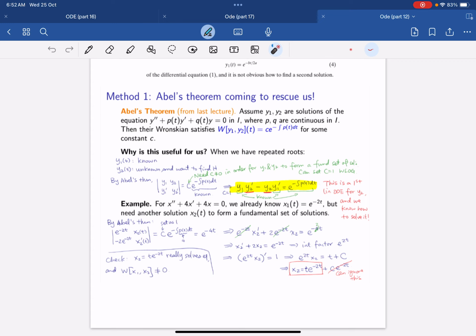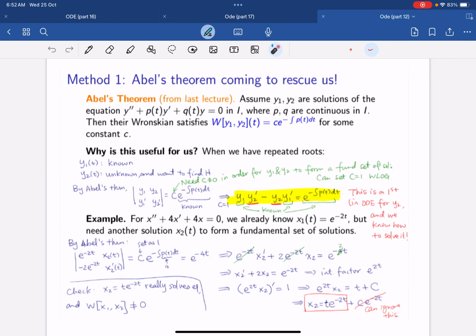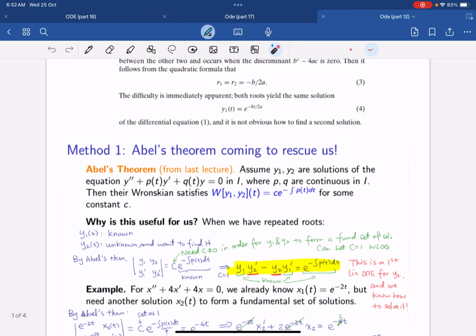Well, we can use Abel's theorem to help us. So what does Abel's theorem tell us? Abel's theorem tells us that the second solution and the first solution must satisfy the Wronskian, and the formula must be this. Okay, so we now know that y1 is known, so we want to know y2 now. By Abel's theorem, we find that the Wronskian, which is this determinant, must equal this. And we already know how to do this, right? Because e to minus the integral of p(t) is known, you know what p(t) is.